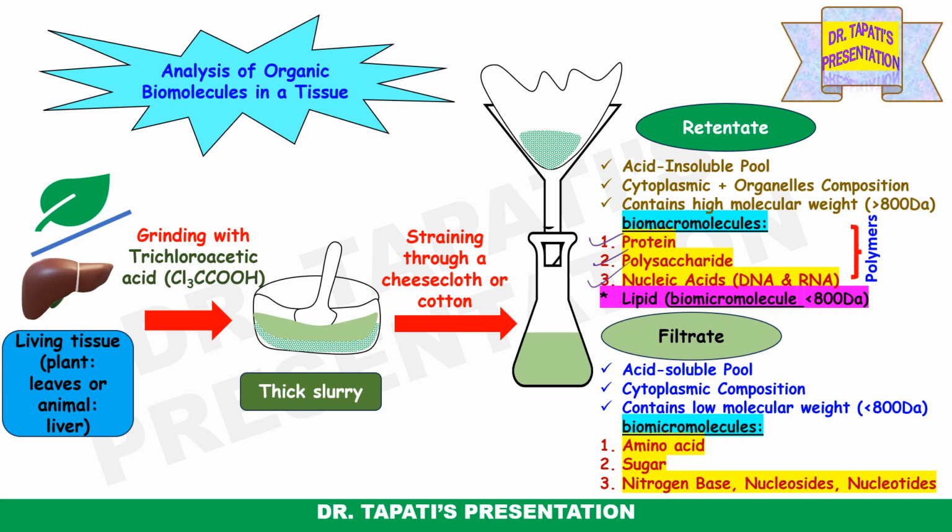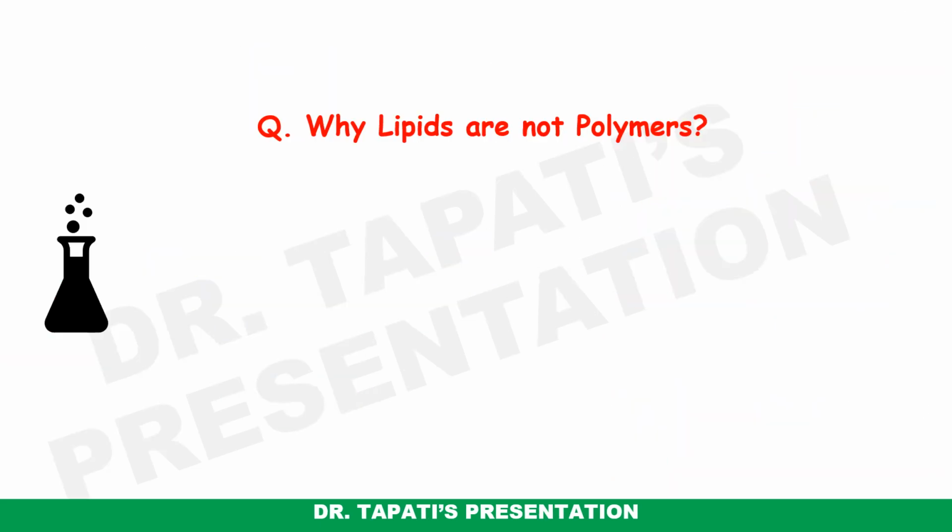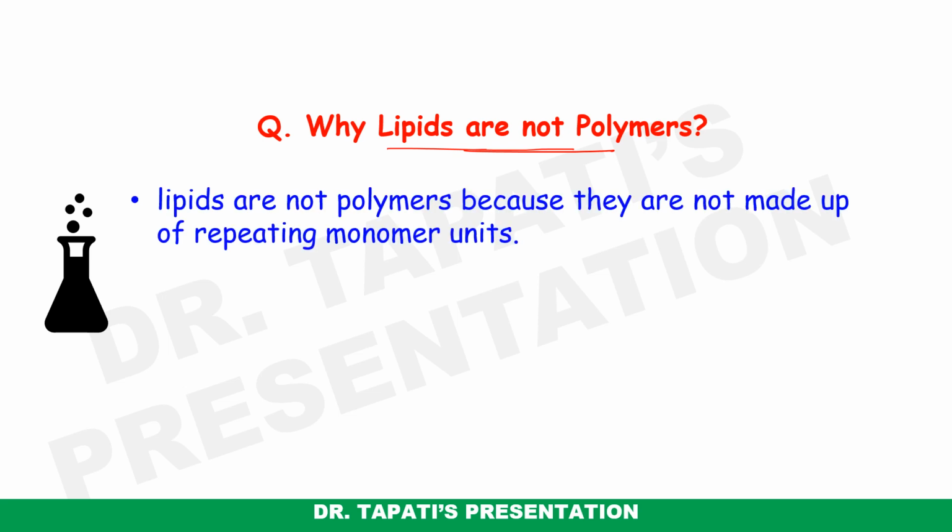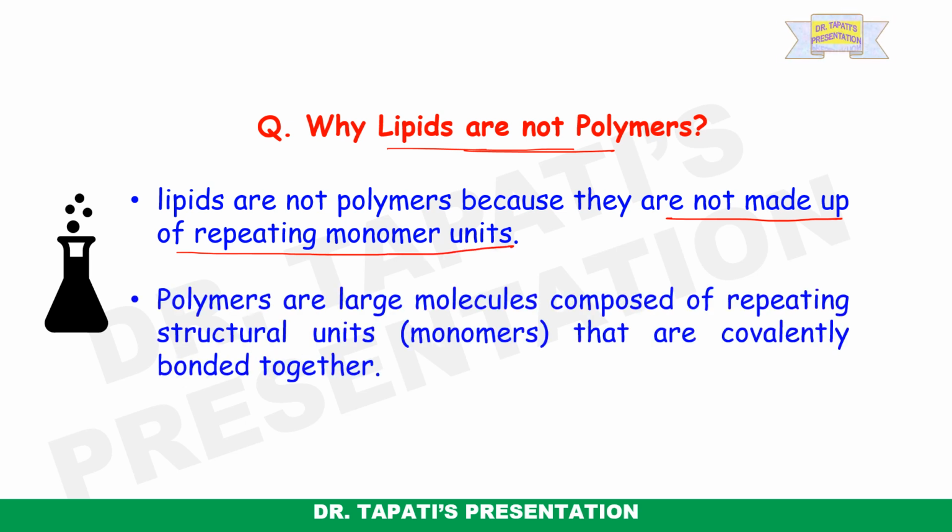Protein, polysaccharides, nucleic acids present in the acid insoluble pool come under biomacromolecules and they are polymers. However, although lipid is separated in the acid insoluble pool, it is a biomicromolecule and it is not a polymer. Now, why are lipids not polymers? Lipids are not polymers because they are not made up of repeating monomer units. Polymers are large molecules composed of repeating structural units or monomers that are covalently bonded together.